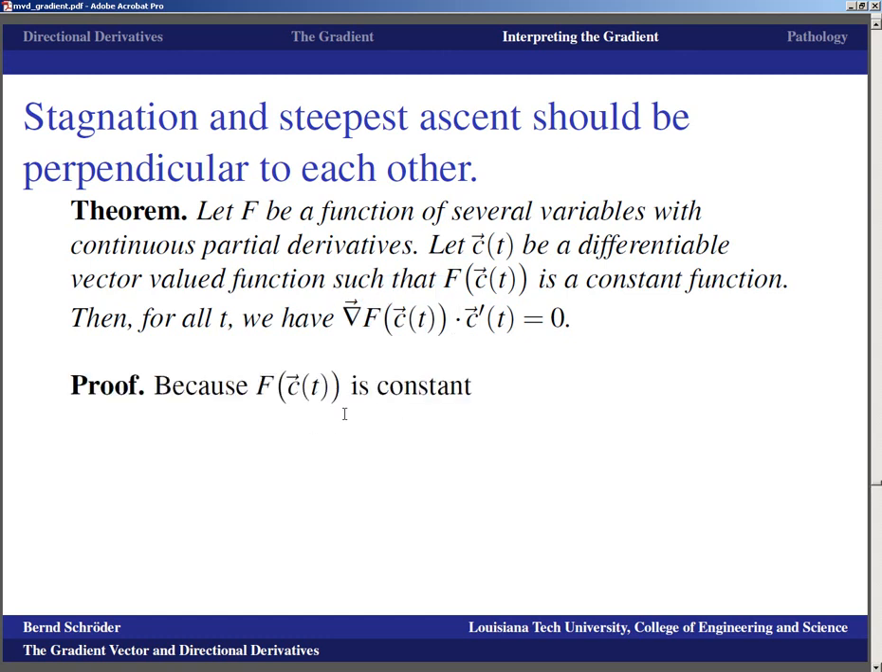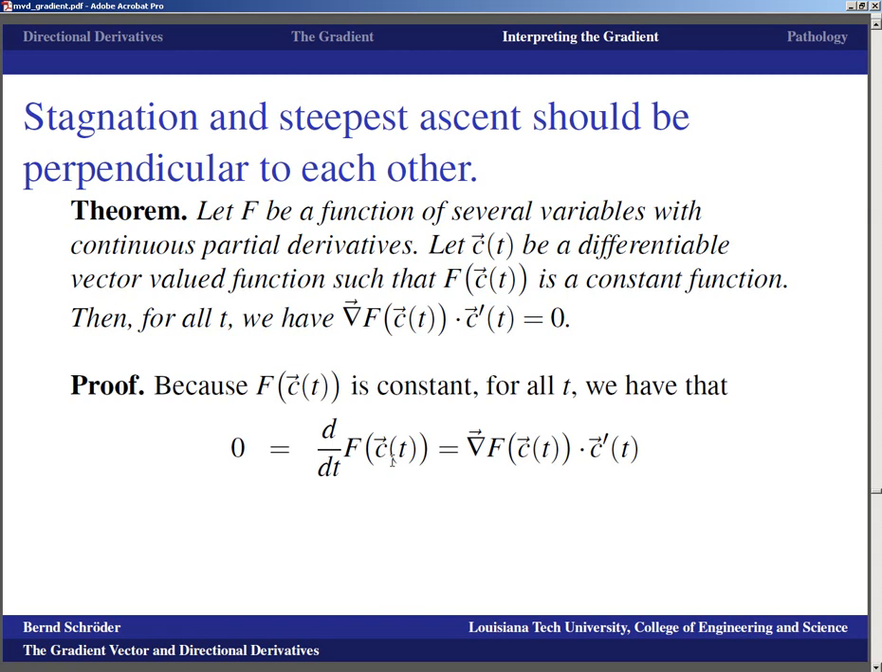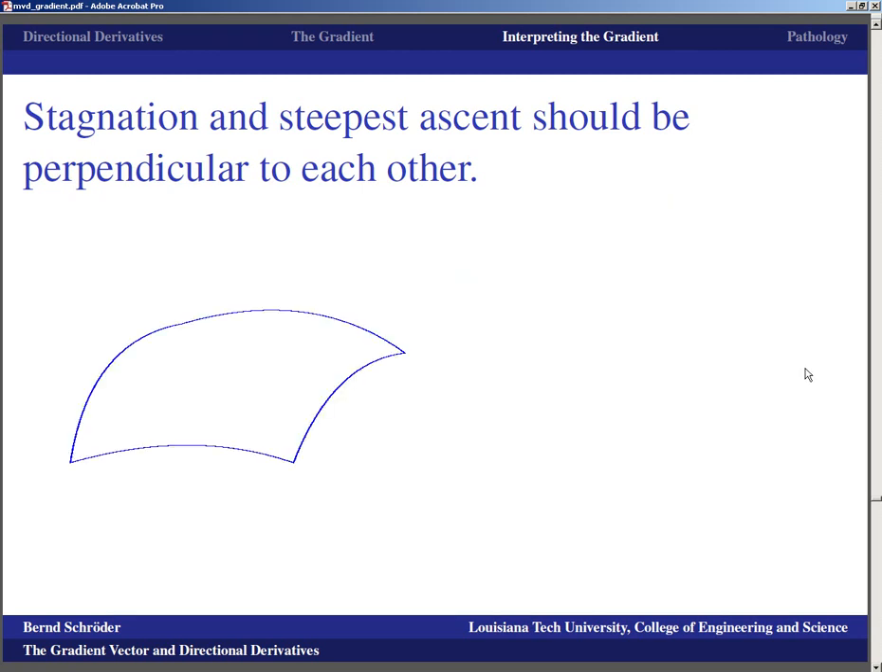In terms of proving this, well, f of c of t is constant, so for all t we have that 0 is the derivative of f of c of t, and we know the derivative of f of c of t is gradient of f of c of t dot c prime of t. So this is a fairly quick result to prove abstractly, but the visualization is nice.